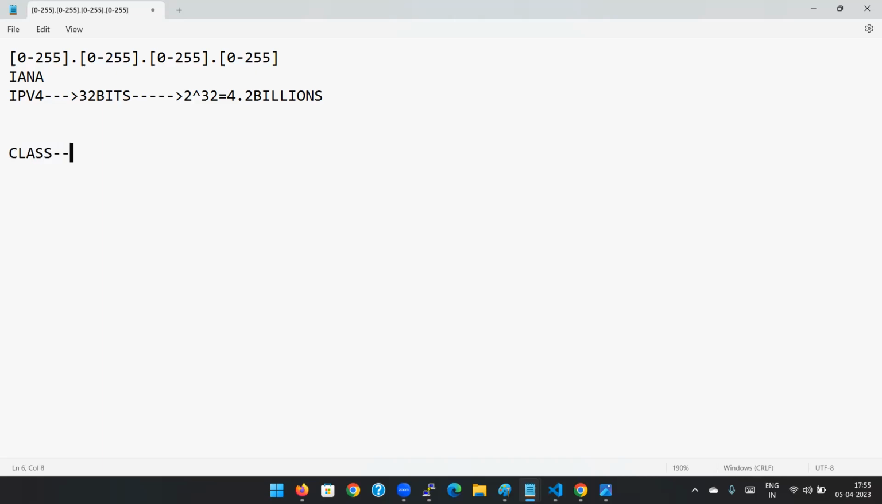They came up with a plan called classes. They divided the IP addresses into several classes, and gave this particular range to the large networks. Those are called default classes. The first class is class A. The subnet mask of class A is 255.0.0.0.